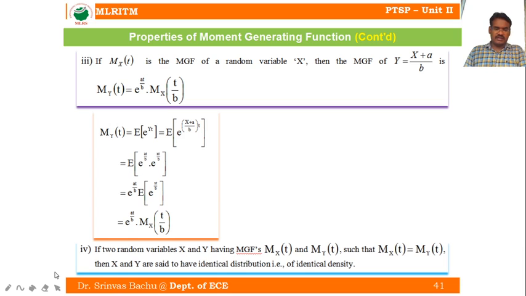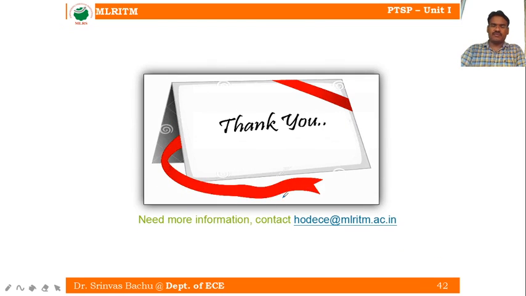Last one: if two random variables x and y have MGFs mx of t and my of t such that mx of t equals my of t, then x and y are said to have identical distributions, that is, identical density. These are the properties of the moment generating function.